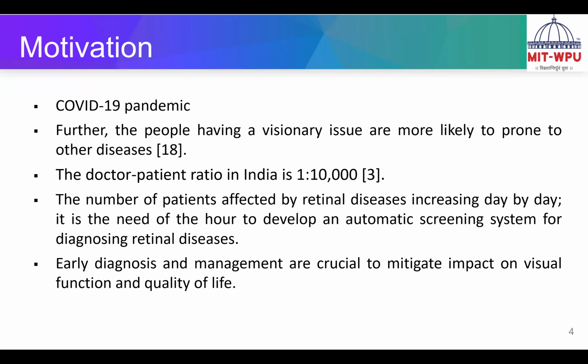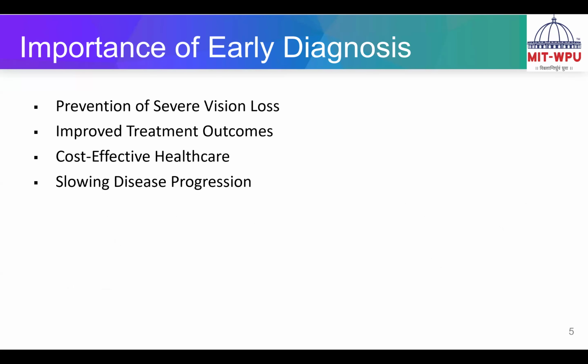The number of patients affected by retinal diseases is increasing day by day. It is the need of the hour to develop an automatic screening system for diagnosing retinal diseases. Early diagnosis and management are crucial to mitigate the impact on visual function and quality of life. Then, the importance of early diagnosis: prevention of severe vision loss. Early detection of ARMD, or age-related macular degeneration, allows timely intervention, which can slow the progression of the disease and help prevent severe and irreversible vision loss.